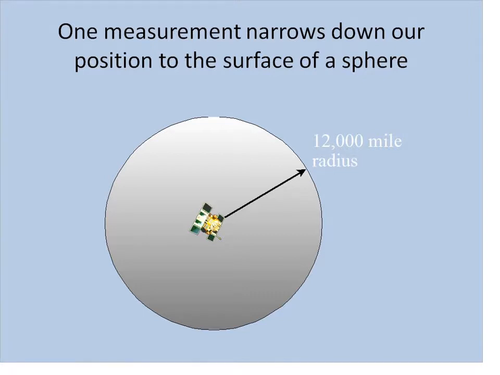Because the satellites are also broadcasting their exact locations, a measurement to one satellite will narrow down your possible position to the surface of a sphere. If you measured a time lag of 0.064 seconds, then your GPS will know that you are somewhere on the surface of a sphere with a 12,000 mile radius.